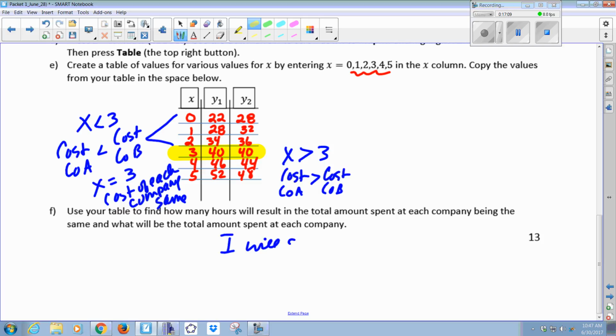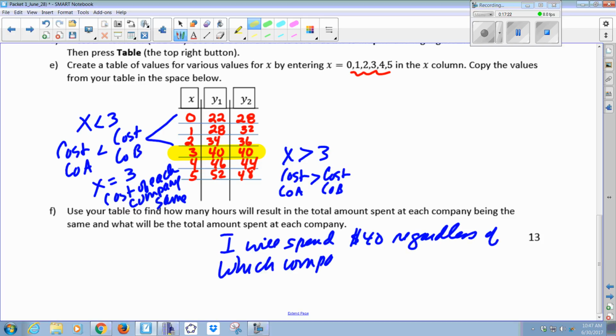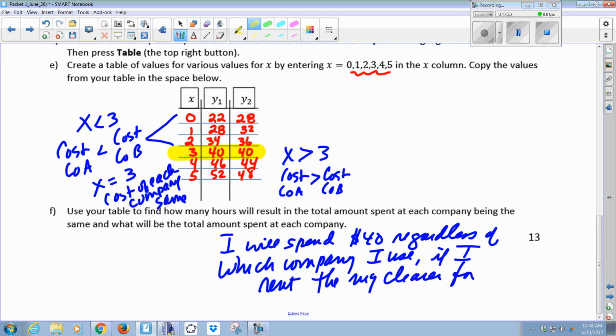I will spend $40 regardless of which company I use, comma, if I rent the rug cleaner for 3 hours. So this is a little different sentence than I wrote before. I think it's a little more efficient.